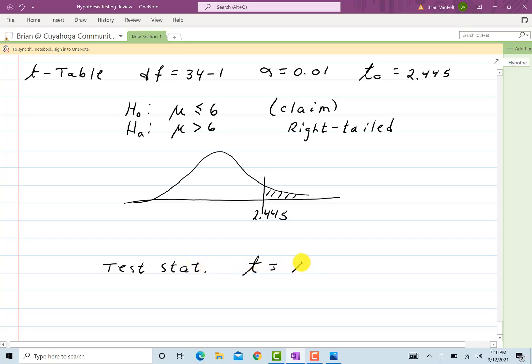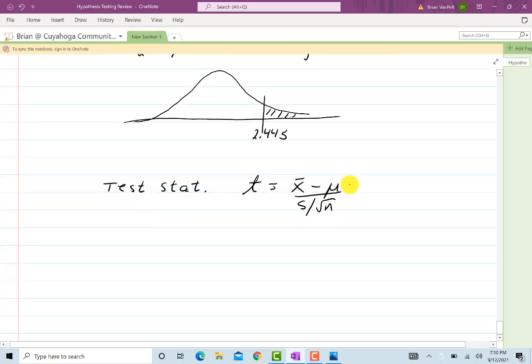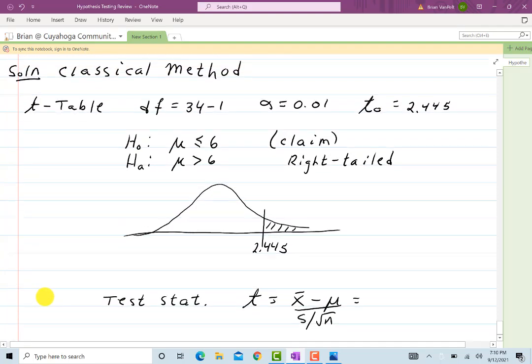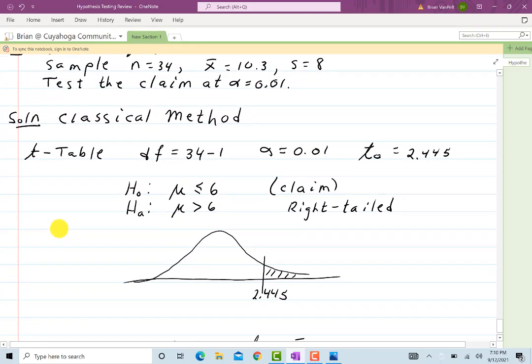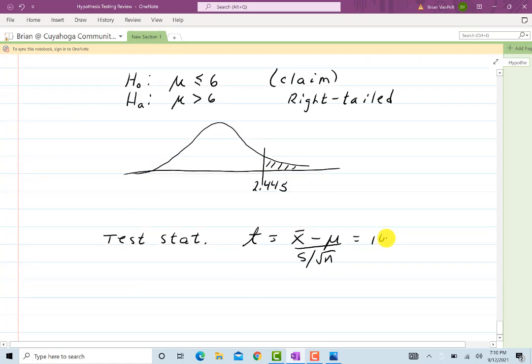And now let me grab the test statistic. So that's going to be t equals sample mean minus whatever the real mean is, divided by s over the square root of n. Let's put those numbers in. All right, my x bar then, where did you go? 10.3. The mu, the proposed mu, is less than or equal to 6. And then s was 8. And then n was 34. This turns out my t is approximately 3.134.